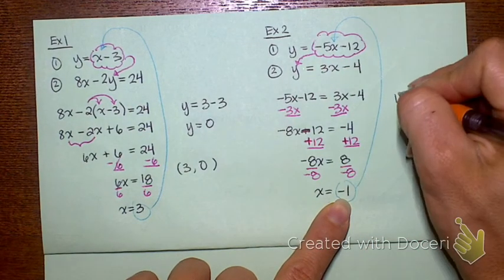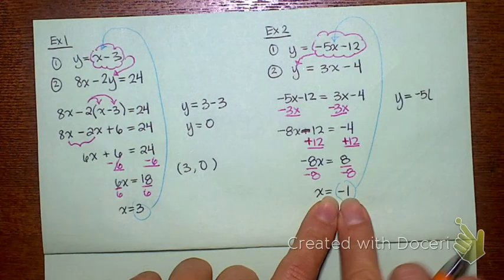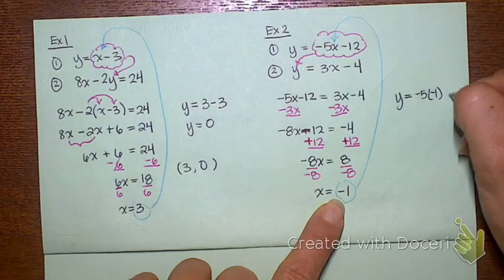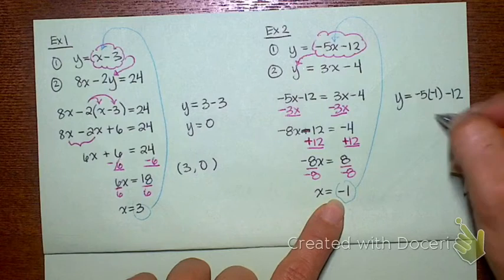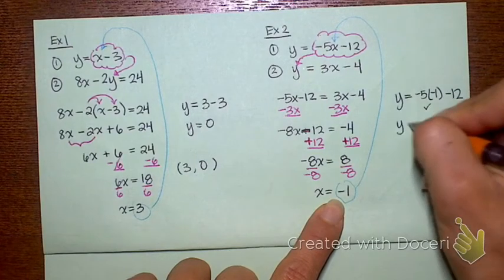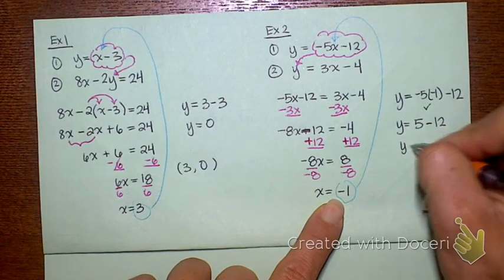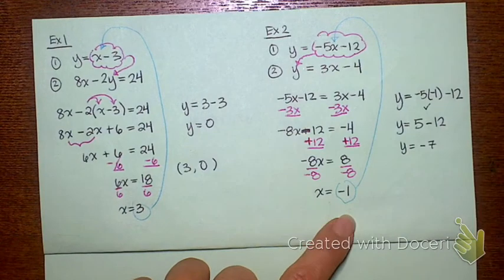So y is going to equal negative 5 times, what was the x value? Negative 1 minus 12. Okay, so what is negative 5 times negative 1? What do I get for that? Positive 5. Okay, and what's positive 5 minus 12? What kind of 7? Okay, so now I'm going to write my ordered pair.